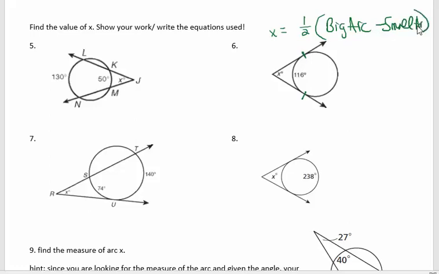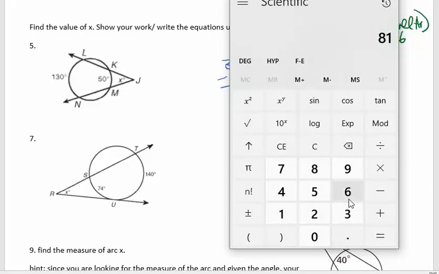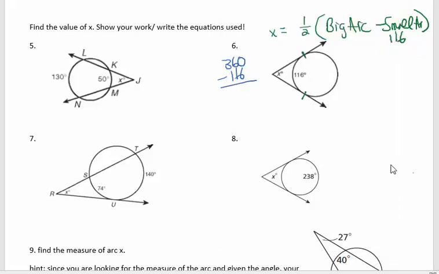And they only give us 1 degree. They give us that the small arc is 116. What's the big one? We can find the big one because this uses up the entire circle. So the big one is, the whole circle is 360 minus 116. That will give us the measure of the other arc. 360 minus 116 is 244. So that means from here all the way over to here is 244 degrees, this big arc. So I can substitute that into my equation. So x will be equal to 1/2 of 244 minus 116. And then you can finish that up.